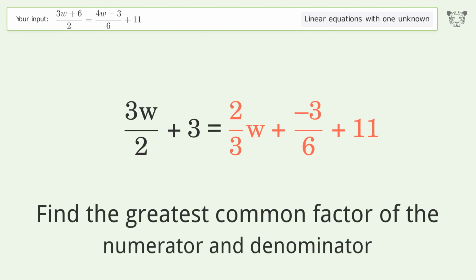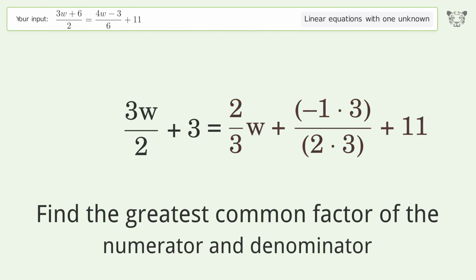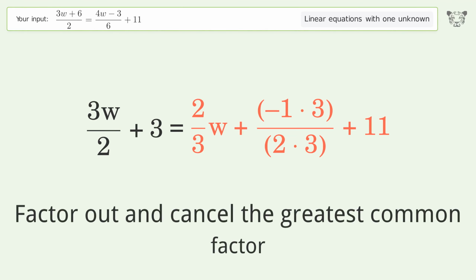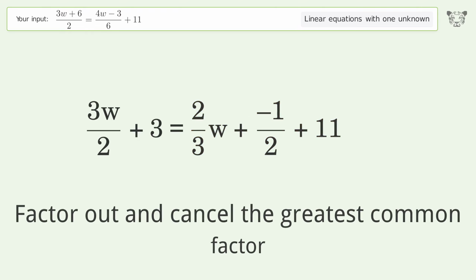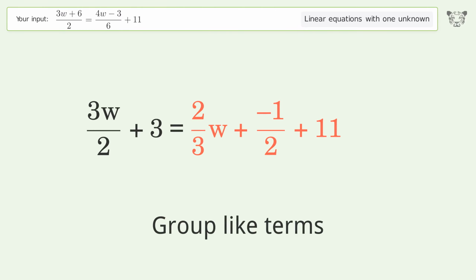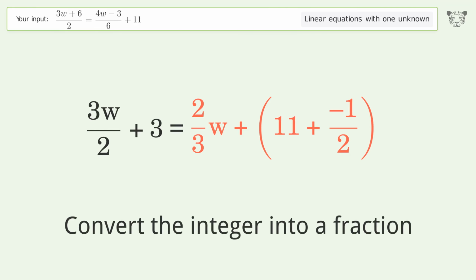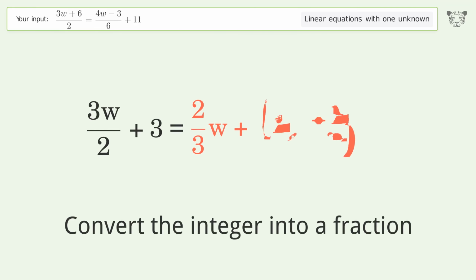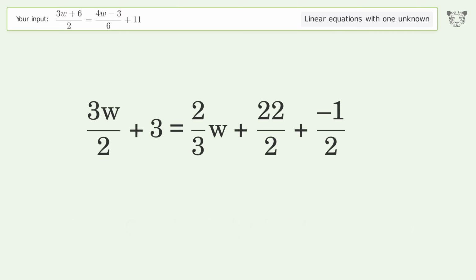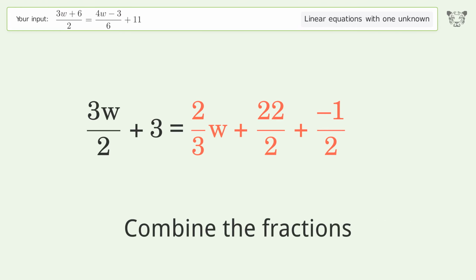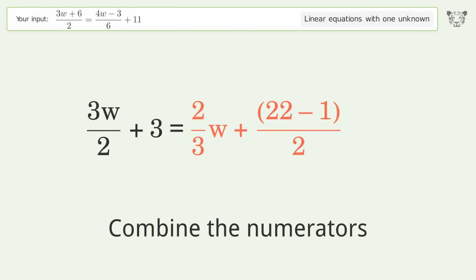Find the greatest common factor of the numerator and denominator. Factor out and cancel the greatest common factor. Group like terms. Convert the integer into a fraction. Combine the fractions. Combine the numerators.